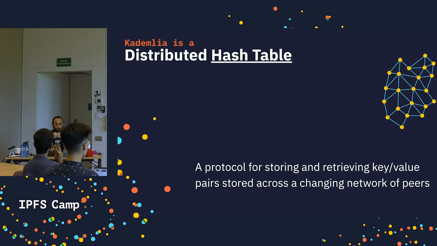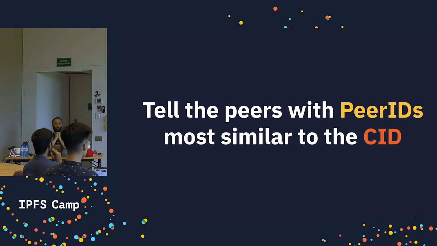So that brings us to Kademlia's one weird trick. If we're going to split the table up, we need to know which peers to tell and which to ask, a subset of them instead of all of them. And Kademlia says, tell the peers with peer IDs that are most similar to the CID of the block that you can provide. They don't store the block for you, they will store a record that says, I can provide this.